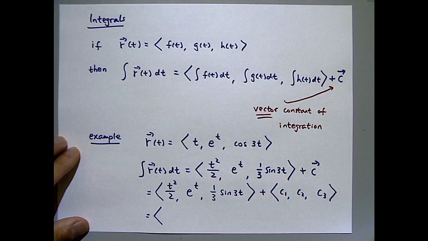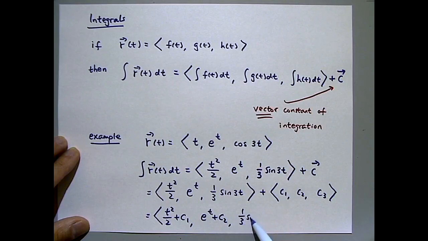And you could add them together if you want to and get t squared over 2 plus C1, e to the t plus C2, 1/3 sine 3t plus C3.